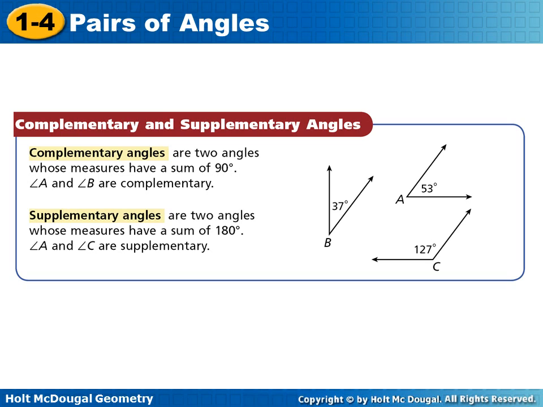Okay, so now we have some complementary angles. Complementary angles are two angles whose measures have a sum of 90 degrees. Angle A and angle B are complementary. Supplementary angles are two angles whose measures have a sum of 180 degrees. A and C are supplementary.